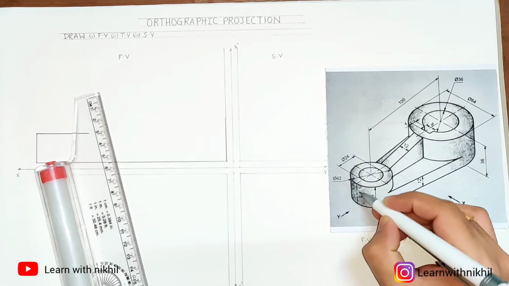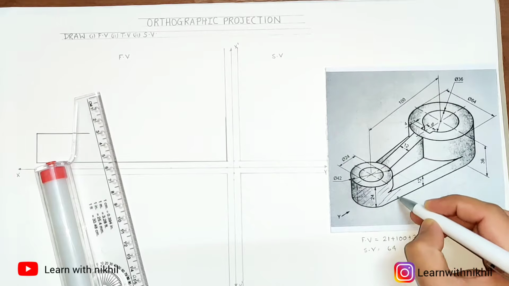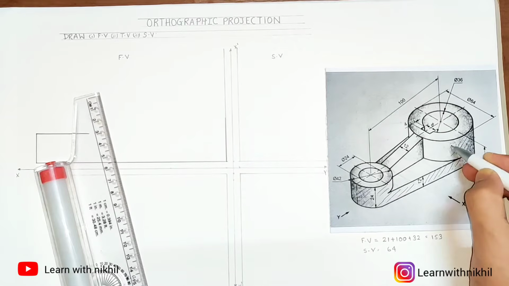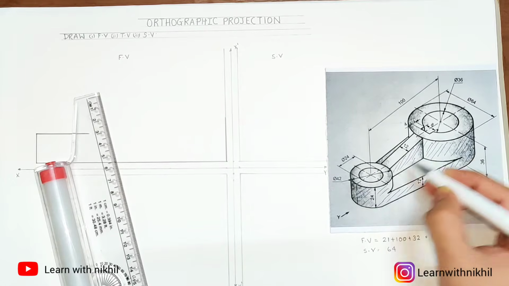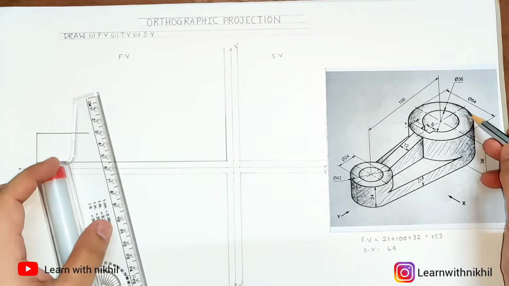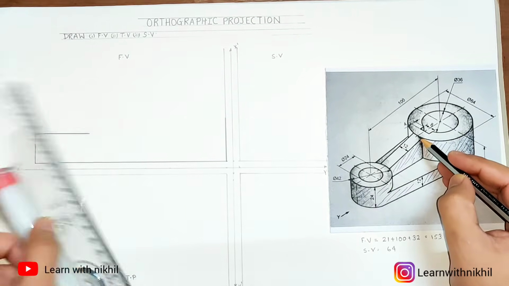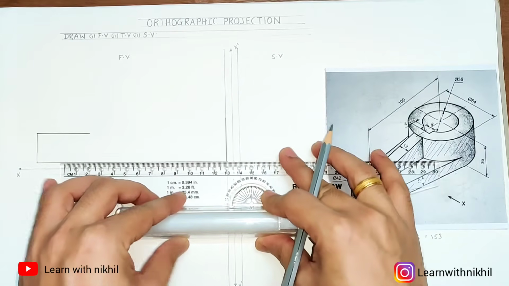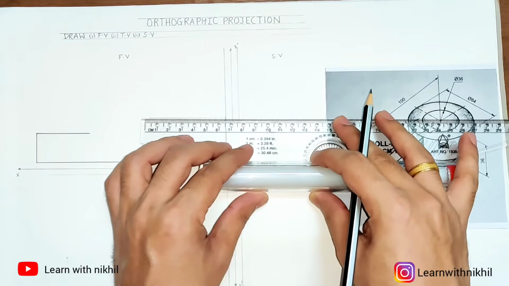Just highlighting the part which is visible from the front view. Now moving back to the sum. The outer circle diameter is 64 millimeter. So the width will be 64. Now drawing a straight perpendicular line to this line, we will extend the line till 64 millimeter.